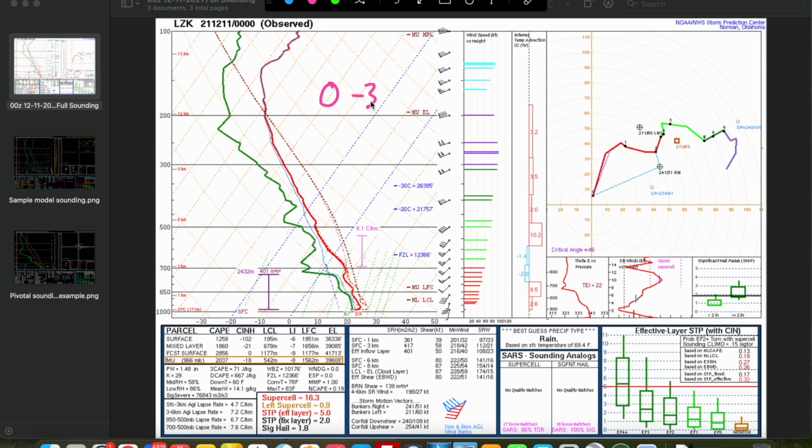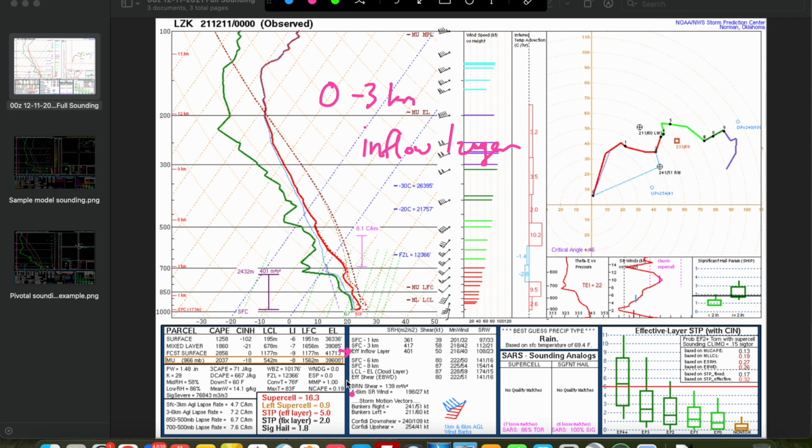This 0 to 3 kilometer layer is not going to be as important as your 0 to 1 kilometer layer. For years, it has been used to estimate the inflow layer of a thunderstorm in a given environment. We've talked about previously in this series, and we'll talk about more in a second, the effective inflow layer, which is a much better estimate of the inflow layer. But the 0 to 3 kilometer layer was basically a fixed layer used to estimate the inflow layer of a thunderstorm, the air that the thunderstorm was feeding off of.